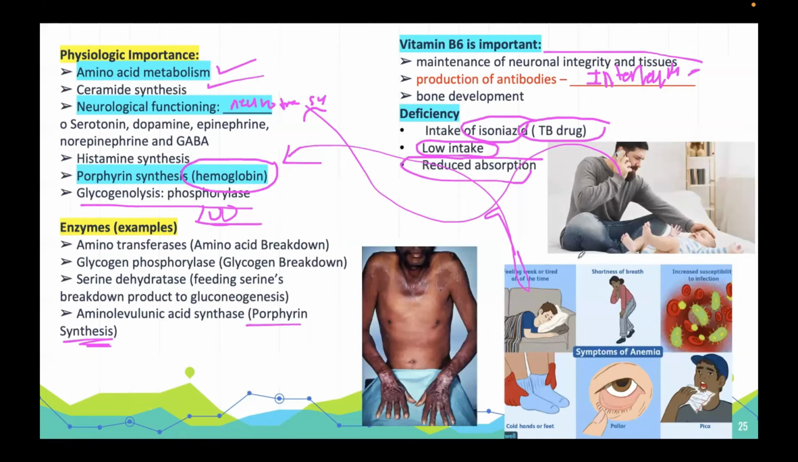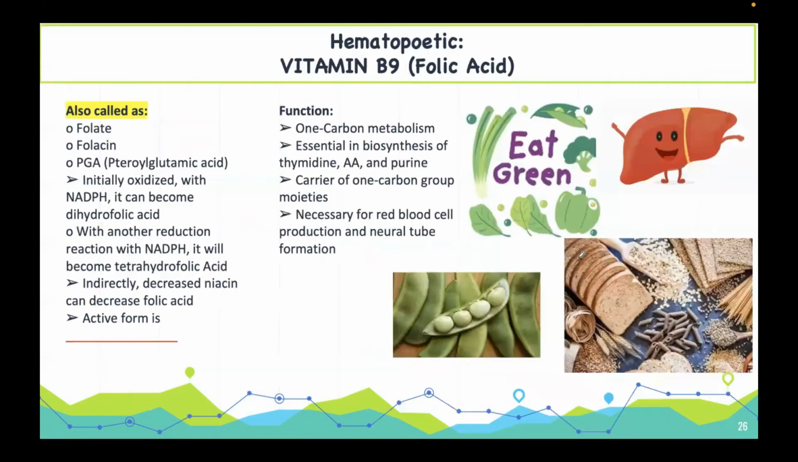So let us now move forward to your vitamin B9. It is your folic acid. It is mainly involved in your hematopoiesis. So, tapos na po tayo kay vitamin B1, B2, B3, B5, B6, B7. Nandito na tayo kay vitamin B9. Medyo mahaba-haba na po yung narating natin. More to go. Vitamin B9 is also known as your folic acid.